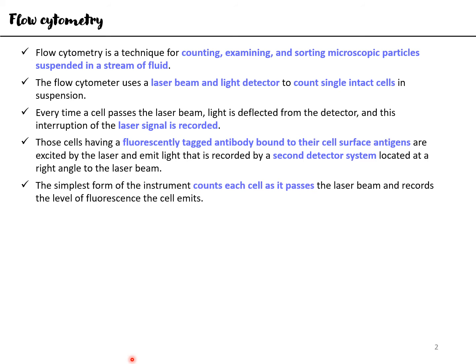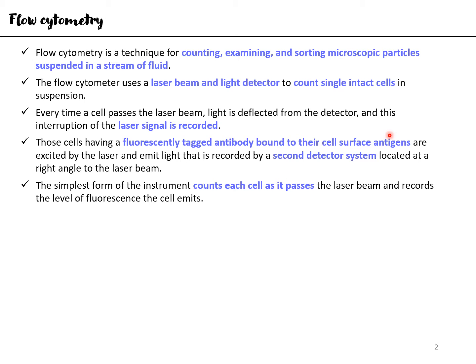Okay. So the simplest form of this instrument counts each cell as it passes the laser beam and records the level of fluorescence that the cell emits. So how is it counting each cell? So the first detector, which is detecting the continuous flow of laser, will count the cell, because irrespective of whether the cell has this specific fluorophore conjugated antibody associated with its surface, the pathway of the laser would be interrupted as the cell passes through.